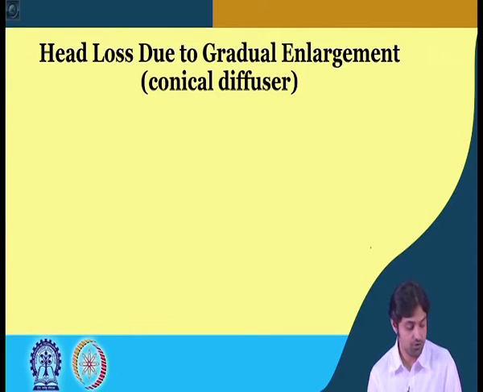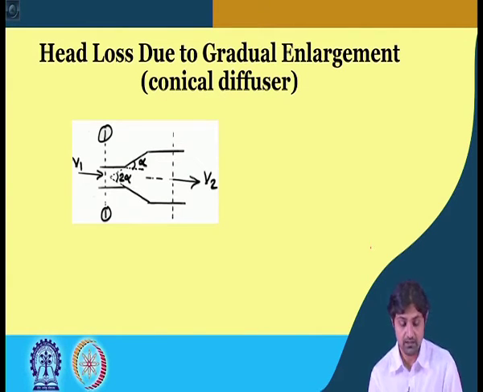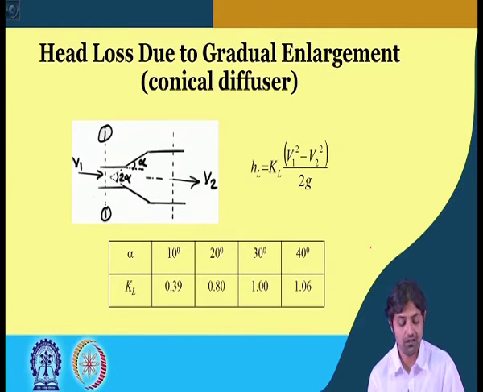Now head loss due to gradual enlargement, again the same thing as we had in contraction, conical diffusers. In this also HL is given as KL into V1 square minus V2 square by 2g. Many experiments have been done and you will find a different value of KL based on different alpha, and more or less every value would be similar.